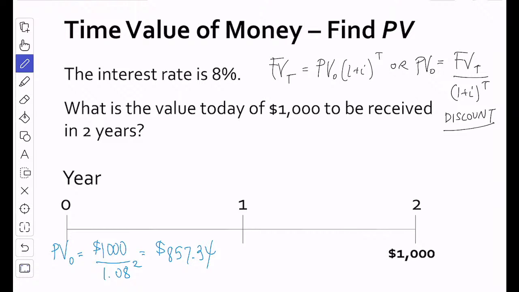Now we got it that way. Why don't we also do it on the calculator? And then we're going to talk about it, all right? Okay, so everybody's good so far? This is called discounting when you're looking for the present value instead of the future value, knowing an amount is coming 2 periods in the future. That's worth $857.34 to me today.